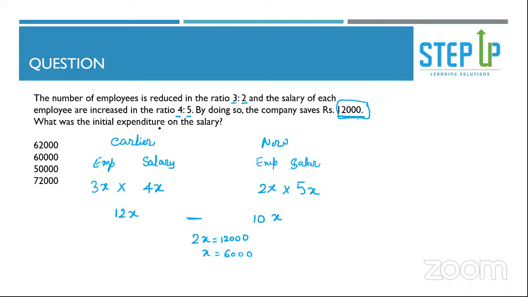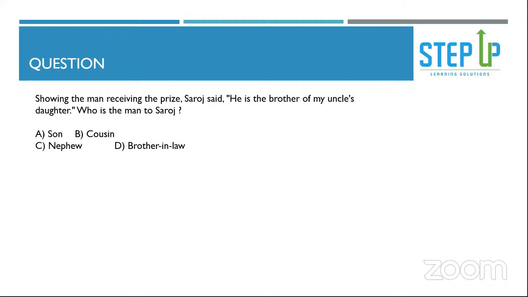So what was the initial expenditure on the salary? 12 into 6,000. Yes, the answer is 72,000. What is the new expenditure on salary? 10 into 6,000, that is 60,000. Right. Fine. Okay, let's solve this question.